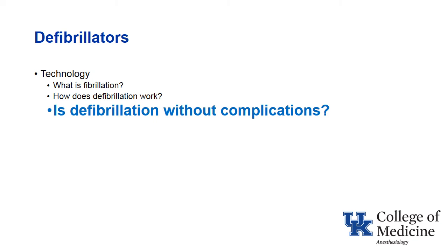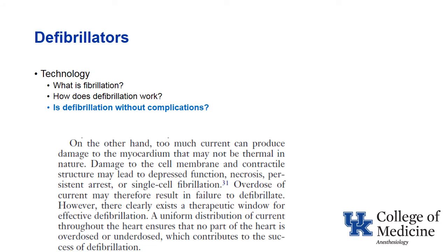So, no pun intended, a burning question: is defibrillation without complications? It is stated that too much current can produce damage to the myocardium that may or may not be thermal in nature. Damage to the cell membrane and contractile structure may lead to depressed function, necrosis, persistent arrest, or fibrillation. Overdose of current may therefore result in failure to defibrillate. So there appears to be a therapeutic window for effective defibrillation.